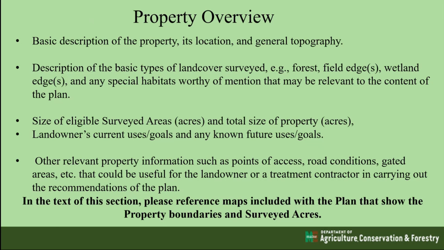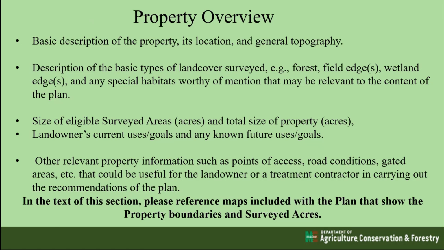If you note that there are endangered species in certain areas or areas that the landowner does not want to be treated, please include those in the property description as well. In this overview, you should also include size of eligible acres and the total property size. If the landowner is not choosing to include all of their property, it should be a different acreage listed. So if just the forested land is included and the total property is 80 acres and only 70 is forested, we're only going to put 70 for surveyed acres.